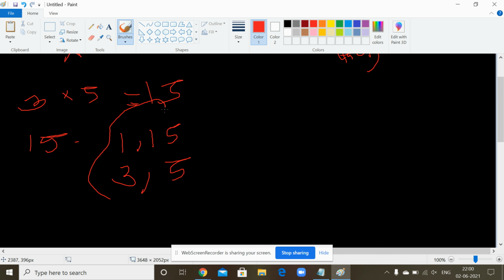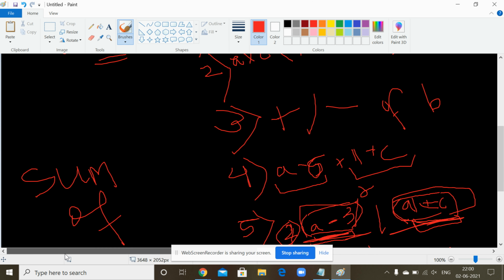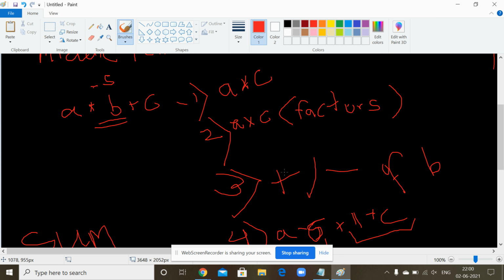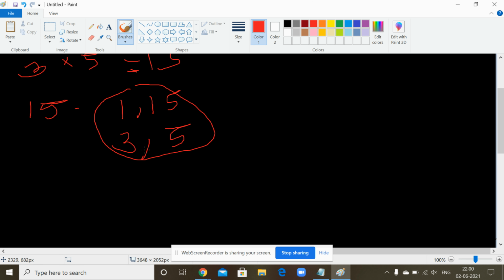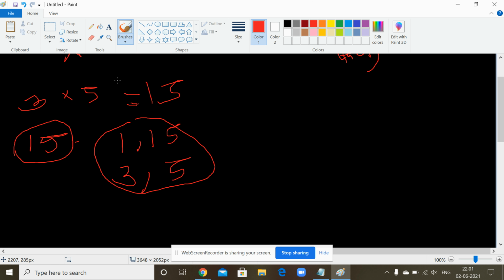As I told you, the fourth step is that we check which factors of A multiplied by C, which is 15, add up to minus 2. Sorry, that was a light cut, the light got automatically closed. So what adds up to minus 2?